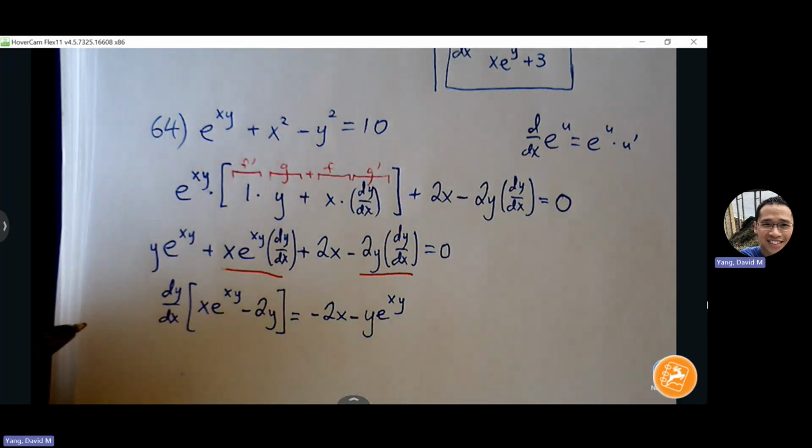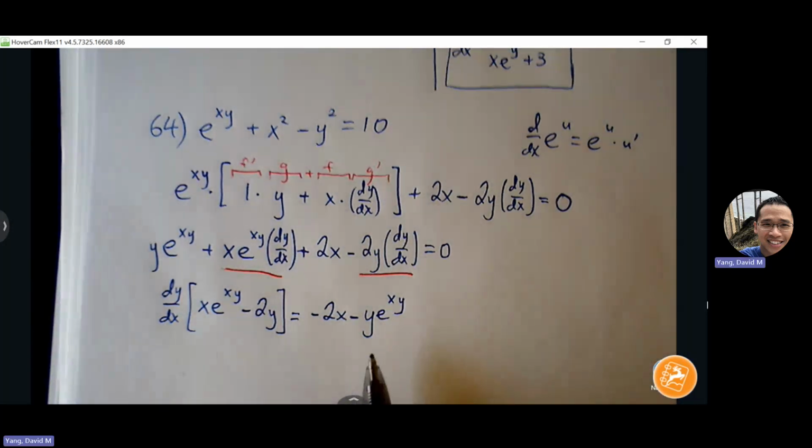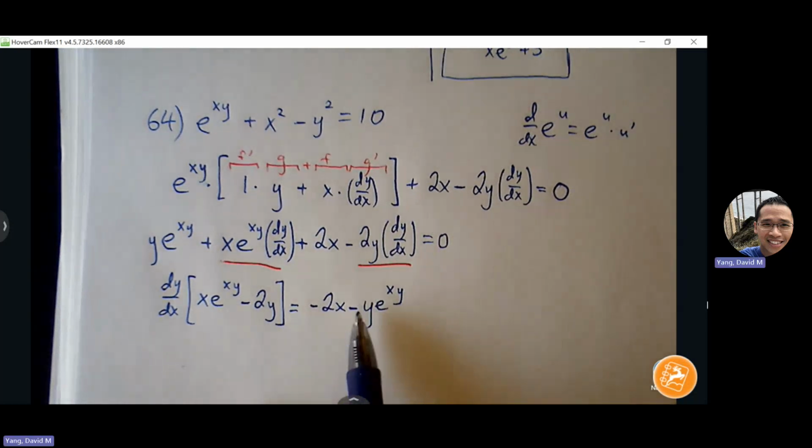Does it matter if we put the y after the e to the xy? It doesn't matter, but to me, it feels a little bit cleaner to put it out in front, so it doesn't get confused with the exponent, but that's just my preference.